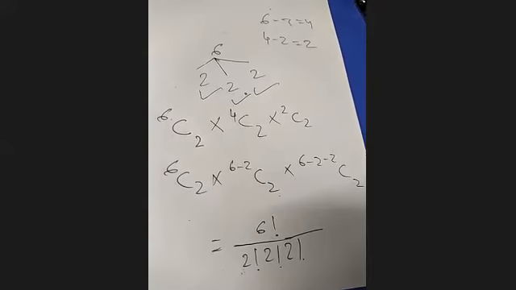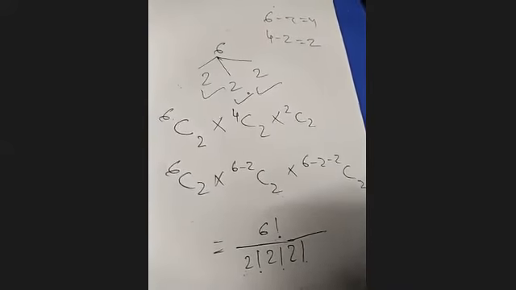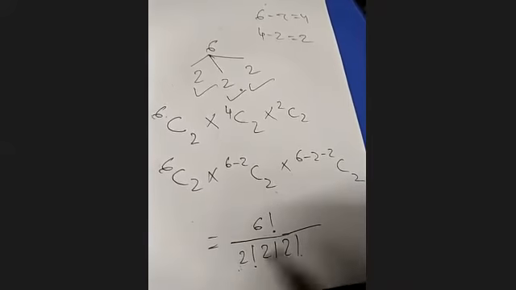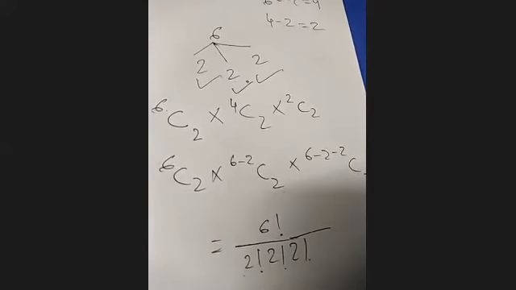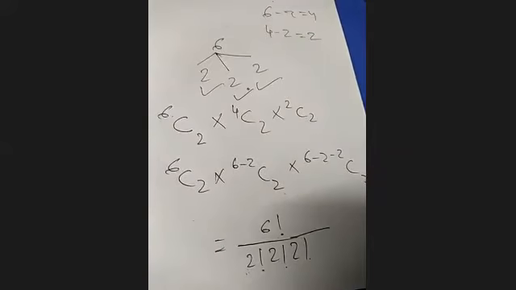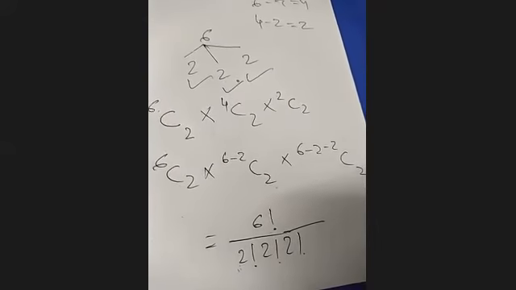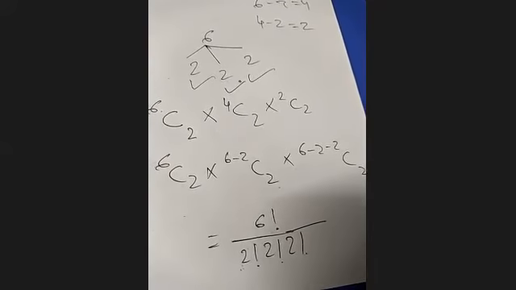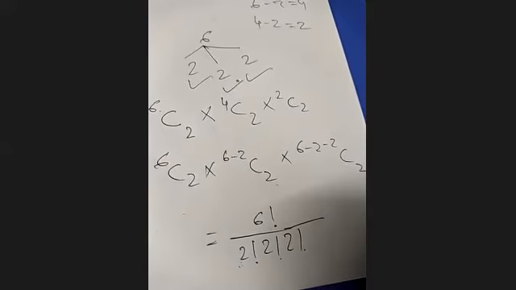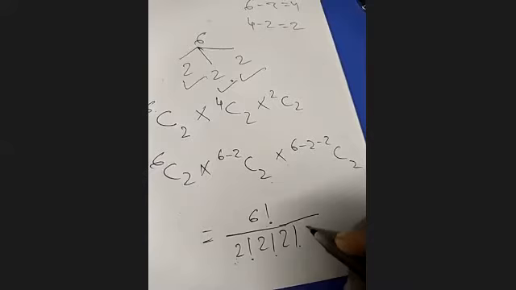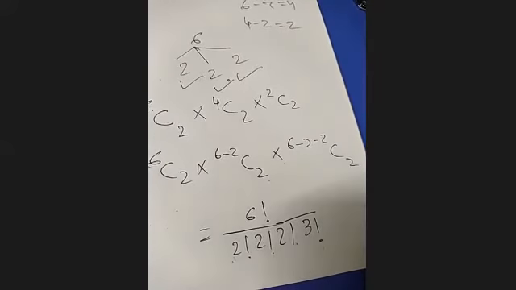Okay, so see, 6 factorial divided by 2 factorial into 2 factorial into 2 factorial. But here, one thing to notice is there are 3 equal divisions. So the number of equal divisions is to be divided. So 3 equal divisions means we have to divide by 3 factorial.